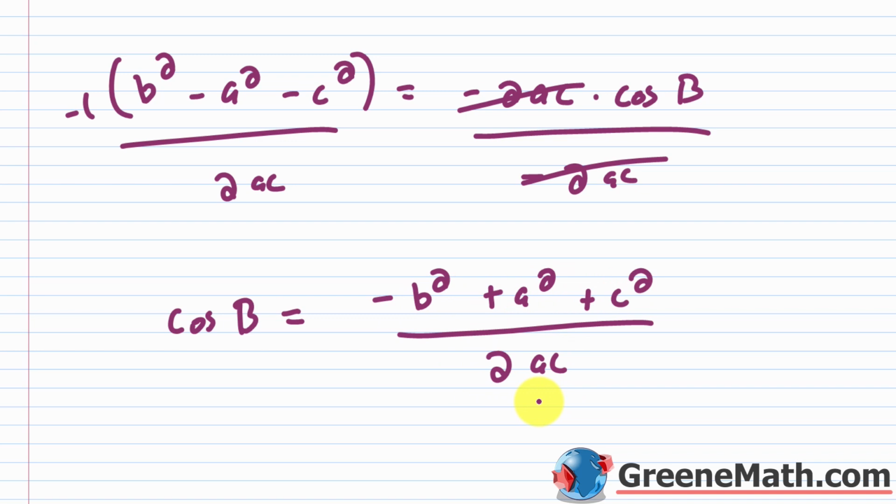Now, you could rearrange this if you wanted to. Typically, the book will write a squared plus c squared minus b squared. So let me actually just slide these down here just to stay consistent with what you're probably going to see. So let me just write minus b squared there.